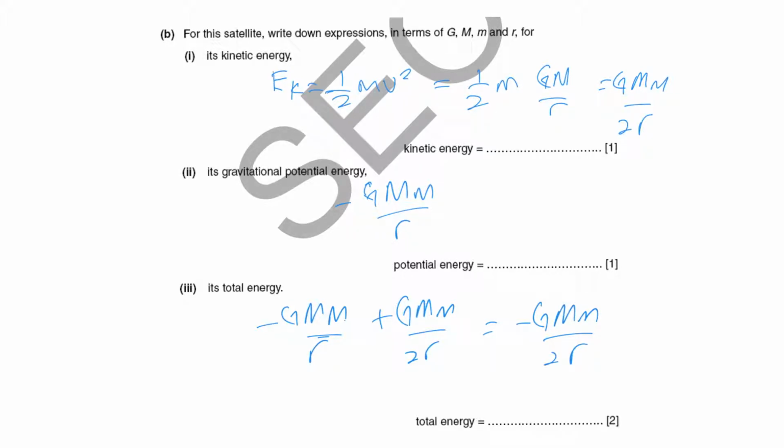So you will notice that both the GPE and the total energy will be negative, because your GPE is much bigger than your KE here. So when you add up both, your total energy will still be negative. And remember, the maximum energy is 0 at infinity.